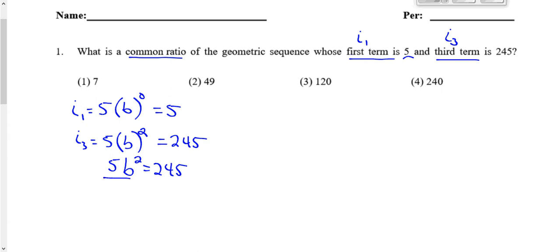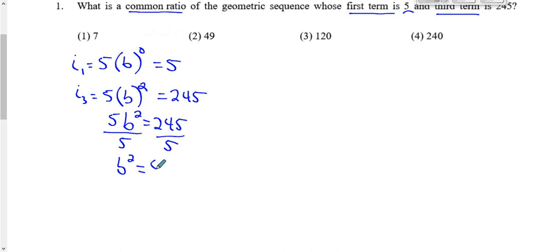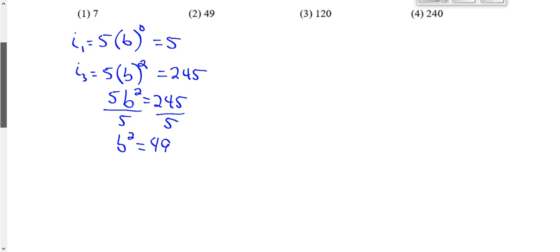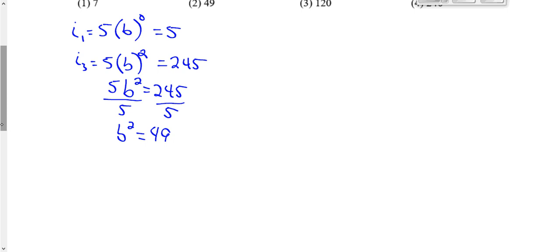Let's start by dividing both sides by 5. You get b squared equals what? 245 divided by 5 is 49. Is that our answer then? No. Now, how do I undo squaring, everybody? Square root. So the square root of b squared is going to equal the square root of 49. What is the square root of b squared? B equals 7. Is that what I did there? Yeah. So it's choice 1.